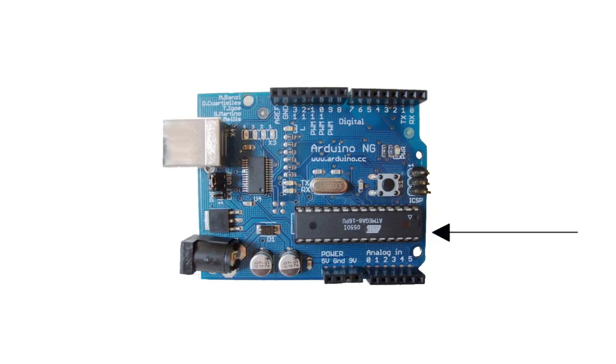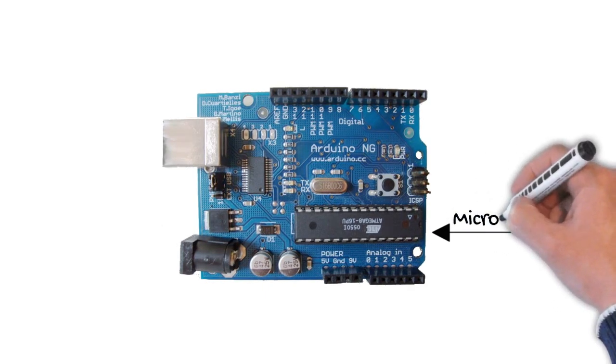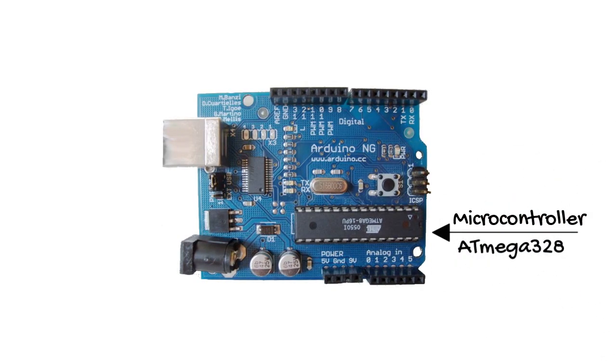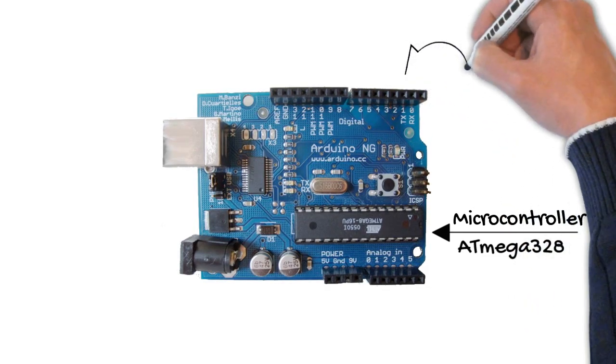Now let's look at the common features available in all Arduino versions. First of all, it's important to note that the Arduino itself is not a microcontroller. It's actually a board which integrates a chip called the ATmega328. We will be looking at the functionalities and the architecture of the ATmega328 in later sessions.